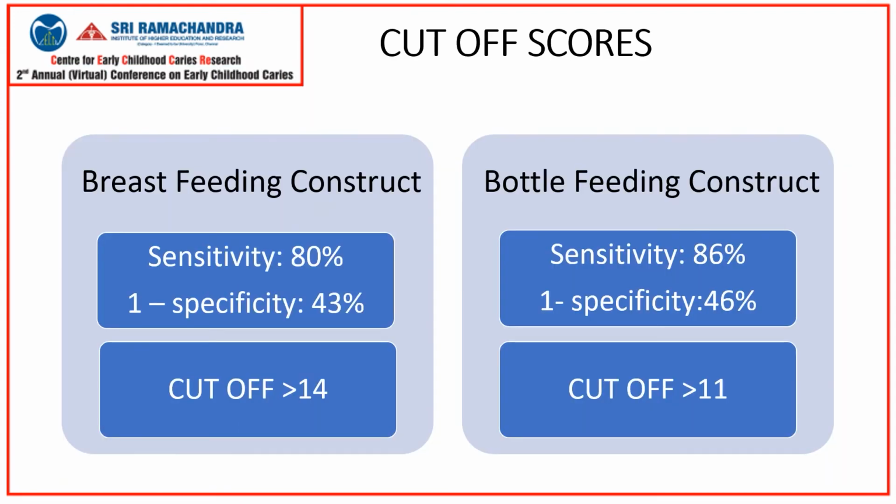So these were subjected to analysis, and when the cutoff score was greater than 14 for the breastfeeding construct, the sensitivity was 80% and 1 minus specificity was 43%. So we had to select the score by which the sensitivity and 1 minus specificity were optimal. Similarly, for the bottle feeding construct, it was a cutoff score greater than 11.